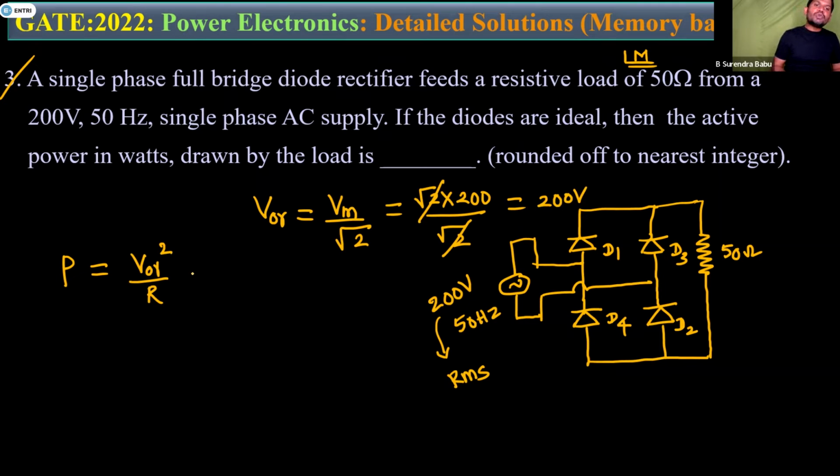Then how much RMS voltage? 200 volts. Once you know the RMS voltage, that is 200 square by how much resistance? 50. Then what is the load power? That is the output power. The output power equals 800 watts.